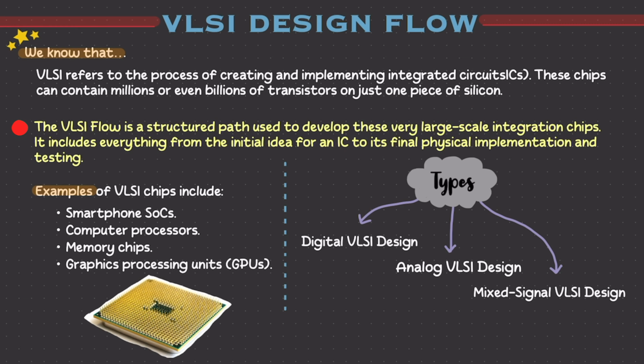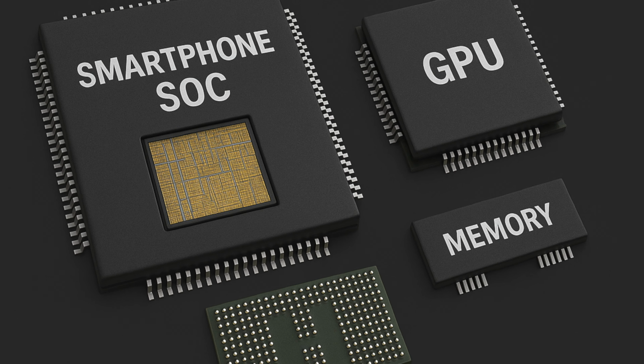Now, what is VLSI Design Flow? VLSI Design Flow is a structured path used to develop these very large-scale integration chips, and it includes everything from the initial idea of an IC to its final physical implementation and testing. It is a systematic approach to create these modern chips, and it covers all the stages. Examples of VLSI chips include your smartphone SoC, your computer processor, your memory chips, and even your graphics processing units. You can even give me many more examples of VLSI.